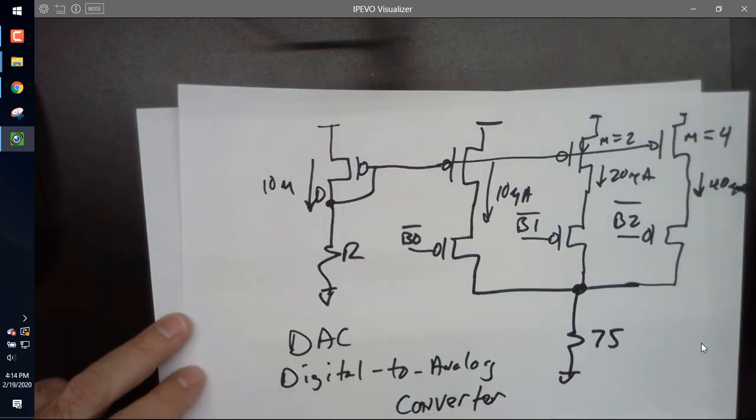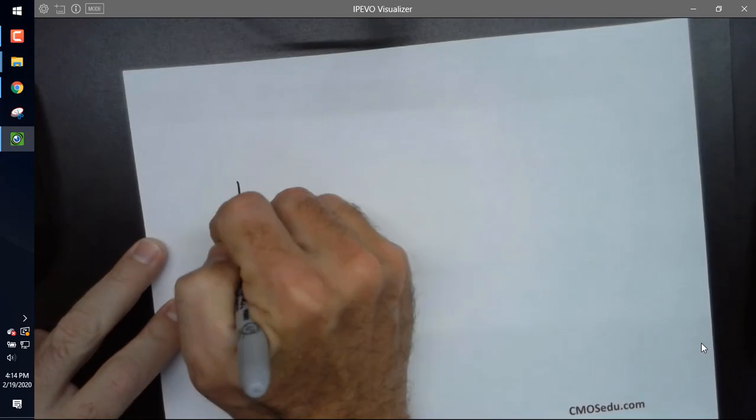Okay, so here's how we're going to do it. Instead of putting the resistor on the drain side, I'm going to put it on the source side. So I'll do something like this.